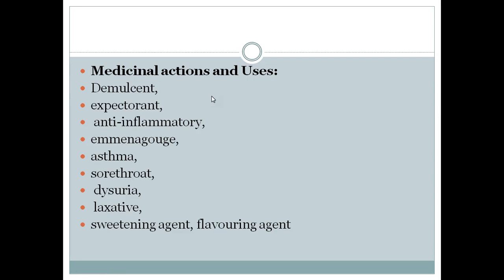Now its medicinal action and uses. It is demulcent, expectorant, anti-inflammatory, emmenagogue, that is a drug that increases the estrogen levels. It is used in different kinds of respiratory tract diseases like asthma and sore throat. Muletti is also used in dysuria, as a laxative, as a sweetening and flavoring agent. Why is it a sweetening agent? Because it contains glycyrrhizin.